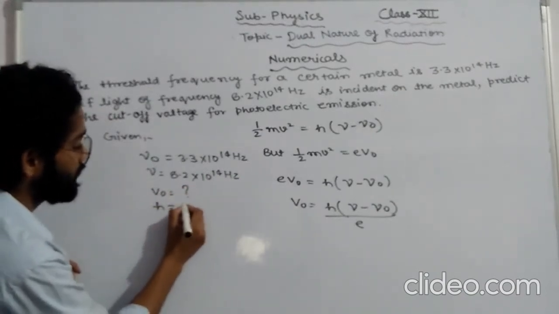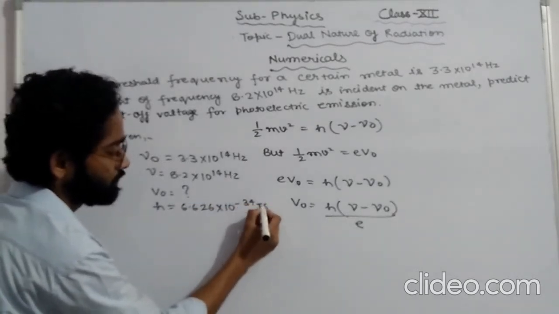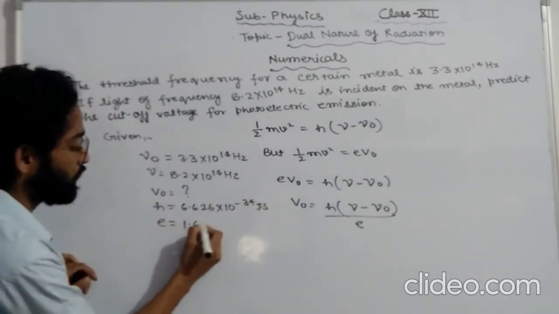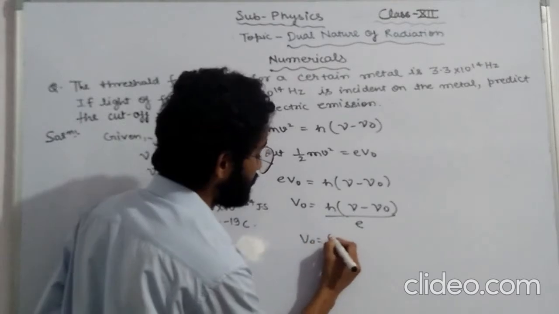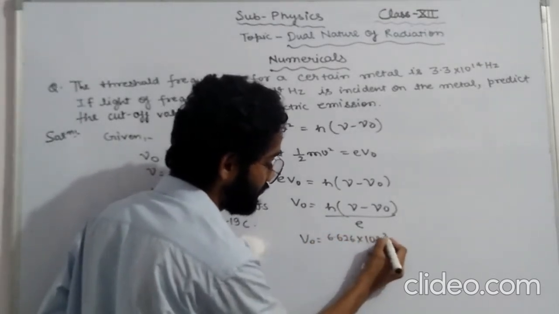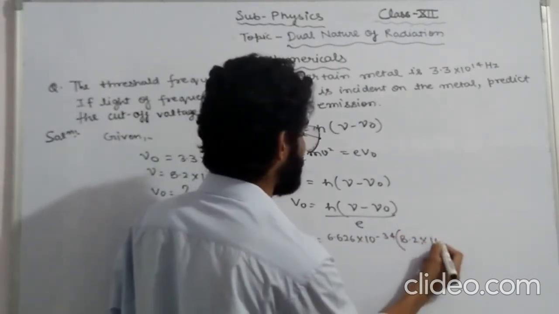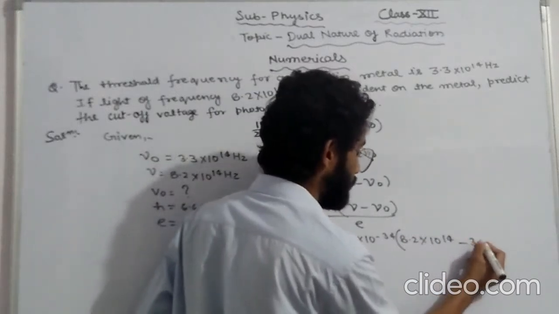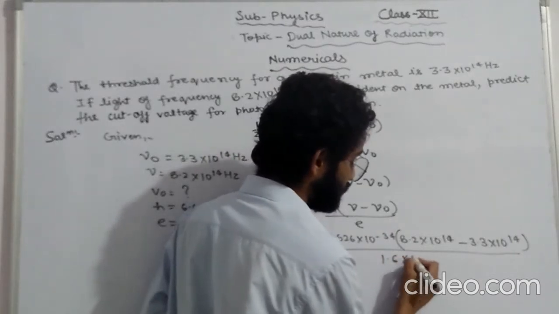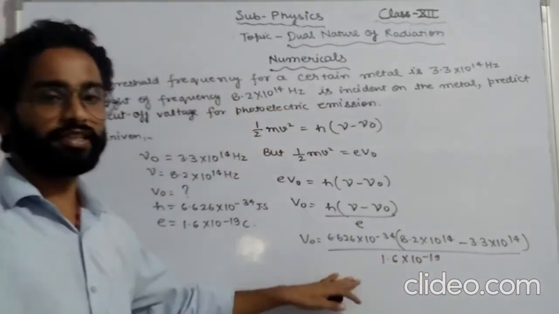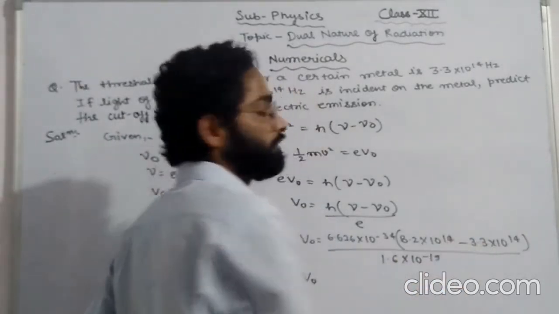h is given as 6.626 × 10^−34 joule second. And what is the value of e? That is 1.6 × 10^−19 coulomb. We are just putting it here. V₀ is equal to 6.626 × 10^−34 times (8.2 × 10^14 − 3.3 × 10^14) upon 1.6 × 10^−19. We have to solve this equation only and then we can get the answer. This is a lengthy equation, but we have to solve it.